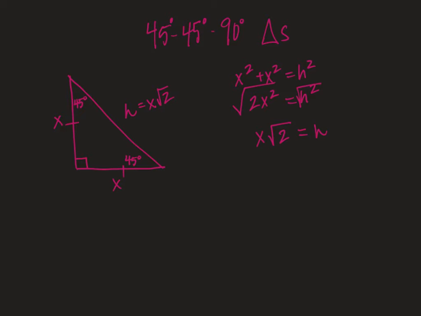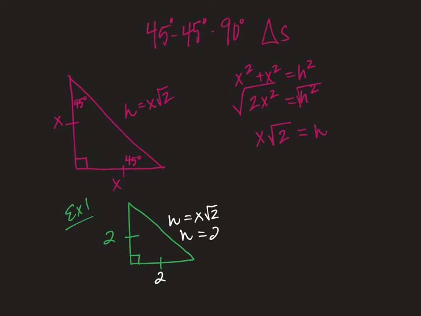Now that's super helpful if I'm trying to solve some problems and all I have is one bit of information. So for example, if I know that one side of my isosceles right triangle is 2, I have enough information to find the other two sides. This side down here is also 2. I know that h is equal to x radical 2, and since my x is actually 2 this time, it would just be 2 radical 2.